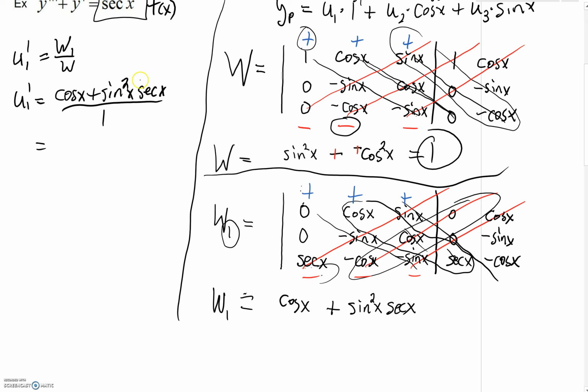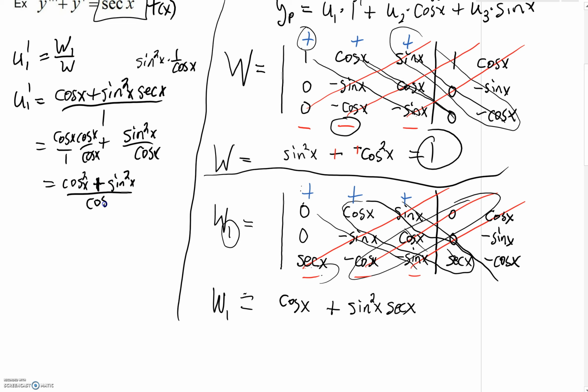Let's just do a little bit of work off to the side. Up here, you'd have sine squared of x times 1 over cosine. And you could more or less say, well, that's sine squared over cosine. This thing, cosine of x, well, my goodness, we could get a common denominator, couldn't we? We'd multiply the top and the bottom by cosine. So we'd have cosine squared of x plus sine squared of x all over cosine of x. And that's 1 over cosine. And guys, that means U sub 1 prime is really secant.